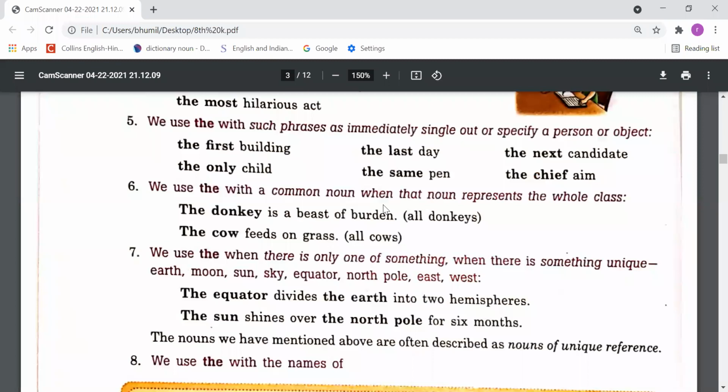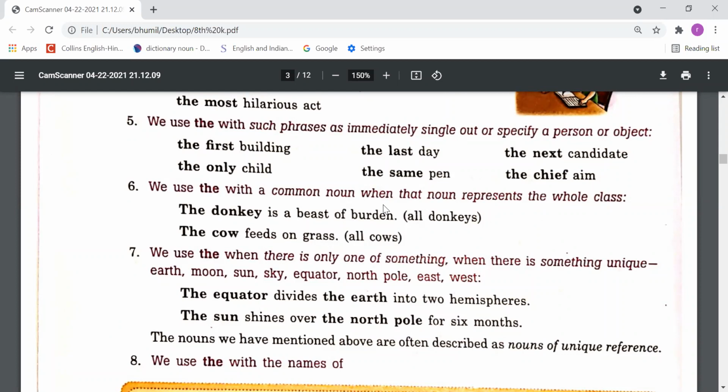When we talk about a noun that represents the whole class, meaning the whole race, in that case also we should use the. The donkey is the beast of burden. So we are not talking about one donkey. We are talking about all the donkeys. We are talking about the complete race of donkeys, right? That's why we have used here the donkey.